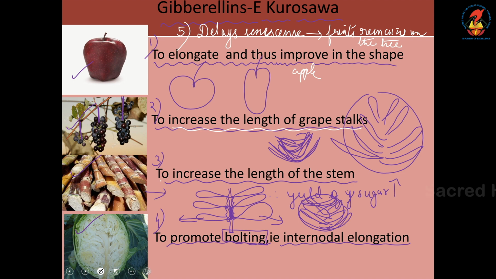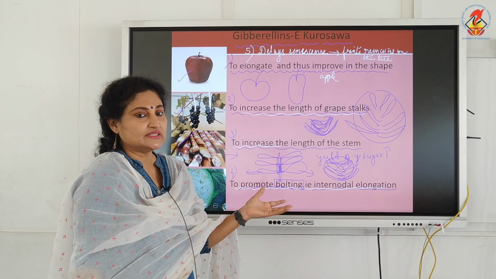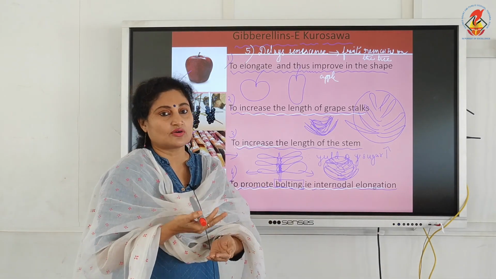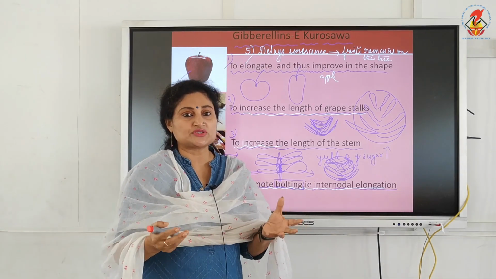Grapes, other than being eaten, are used for decoration, and such long-stalk grapes are advantageous. If they have a longer stalk, it's easier and preferred. Then it increases the length of the stem of sugarcane, therefore the yield increases. And lastly, it promotes bolting in rosette-like vegetables like cabbage, beet, etc. That is internode elongation. Therefore, we get fluffy cabbage like the Chinese cabbage.